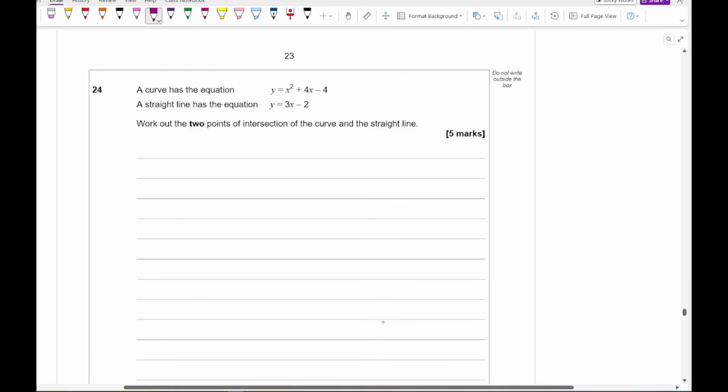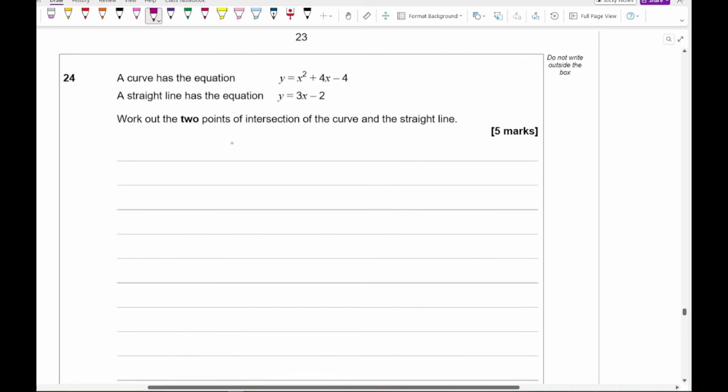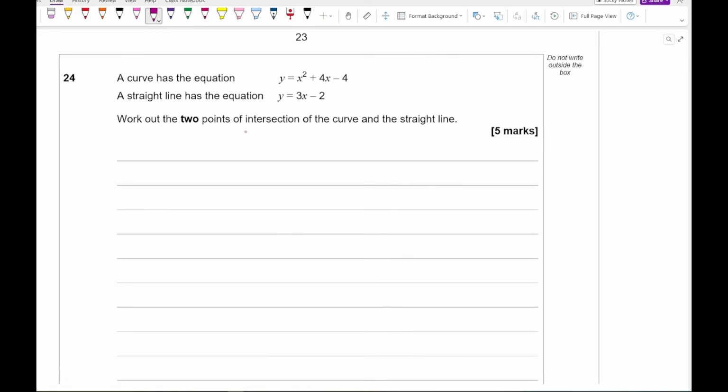Moving on to question 24, which is our last question. It says the curve has the equation of y equals x squared plus 4x minus 4, and a straight line has the equation of y equals 3x minus 2. And the question is asking us to work out the 2 points of intersection of the curve.